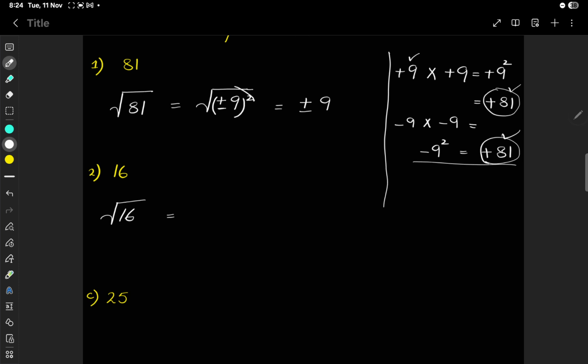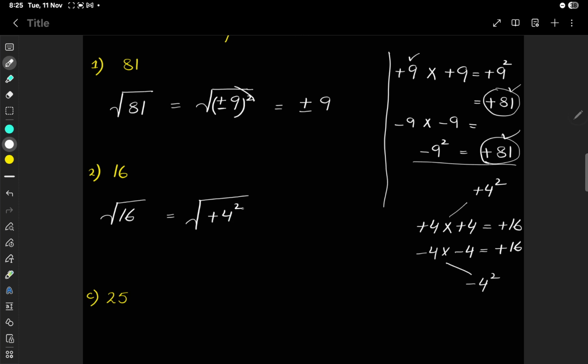Is number 16 a perfect square of any number? Plus 4 when multiplied by plus 4, the answer will be plus 16. Minus 4 when multiplied by minus 4, the answer will also be plus 16. In this case I will say it is a plus 4 square, and in this case I can say it is a minus 4 square. So when I take the square root of number 16, it can be plus 4 square and it can also be minus 4 square, and square root will eat the square and the answer will be plus minus 4.